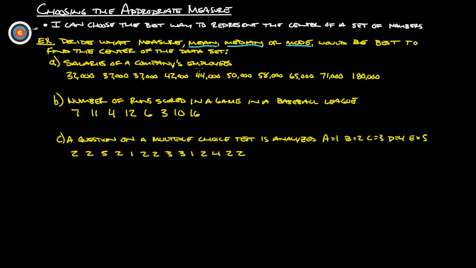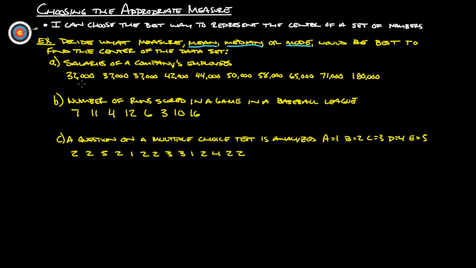Salaries of a company's employees. We've got 32, 37, 37, 42. They're all listed up in order here. And then look, you've got this 180. Compared to the rest of the people, this is obviously some kind of manager of some sort. This one is not going to be great to include, because we could do the mean with the average, but that 180 is going to pull the average way up.